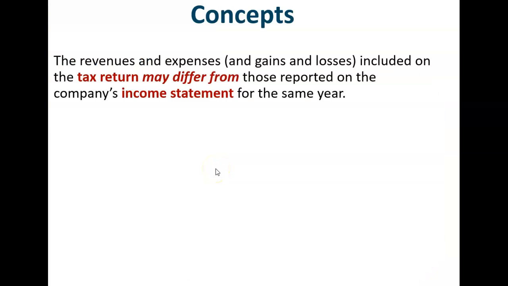In the next few slides, we'll talk about the concepts that underpin the accounting for income taxes. In general, revenues, expenses, and losses and gains included in a company's tax return for a given year are the same as those reported in the company's income statement for the same year. However, in some instances, tax laws and financial accounting standards differ because the fundamental objective of financial reporting and the objectives of the tax authorities are not the same.